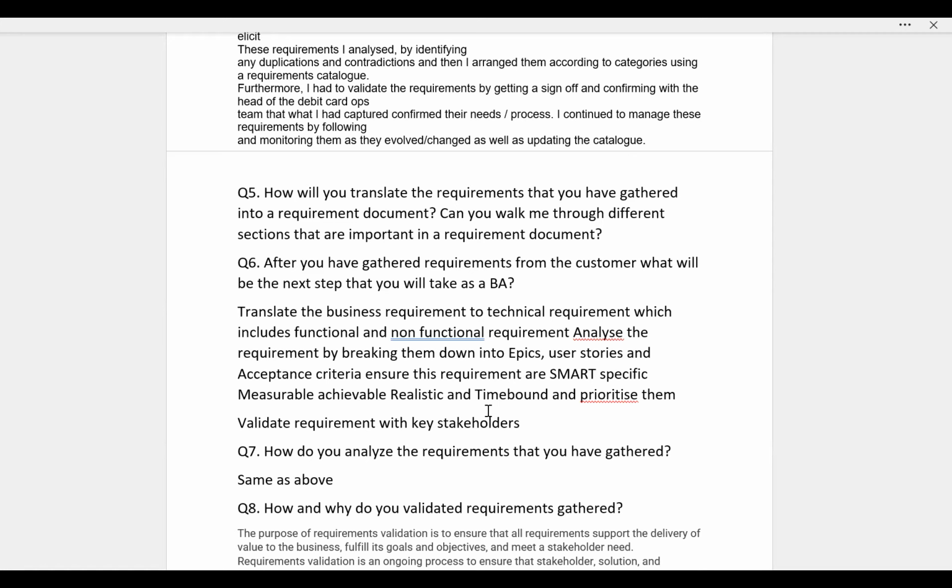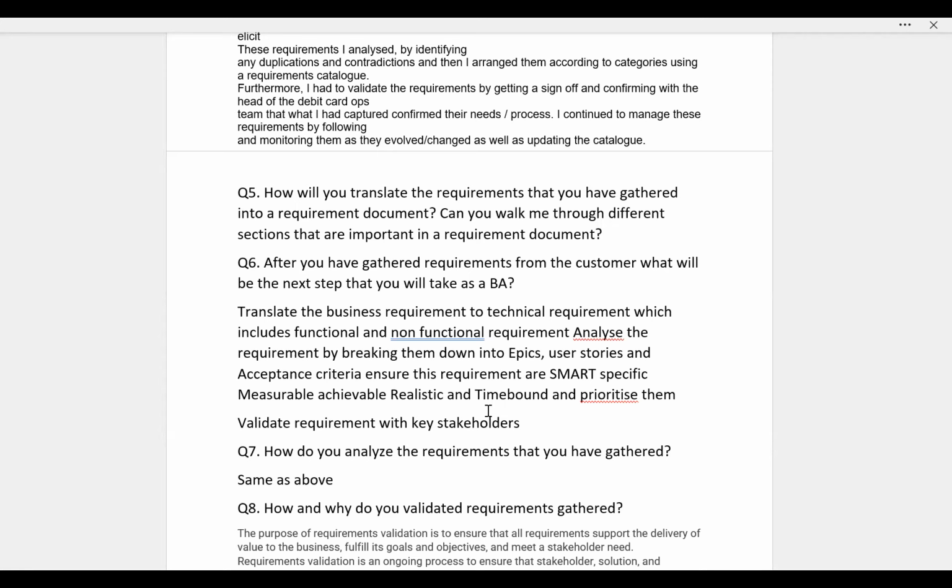And the second part of the question: can you walk me through the different sections that are important in a requirement document? You can say the project objective, the project description, the current process, which is the as-is process, the future process, that is the to-be process, then process flow diagrams, UML diagrams, then use cases, capturing both functional and non-functional requirements. Those are the important sections in a requirement document.